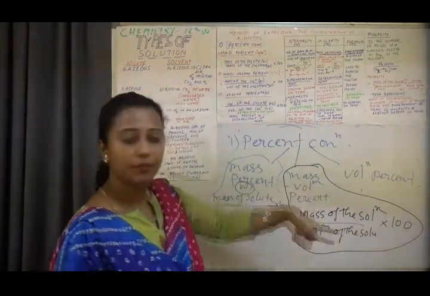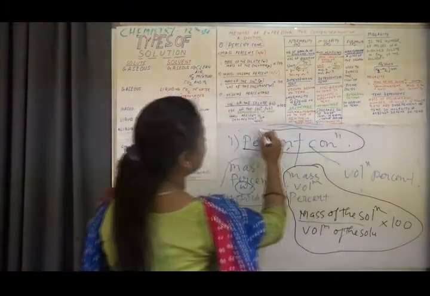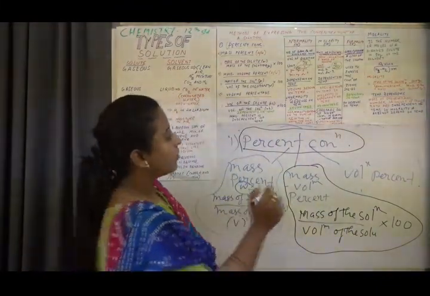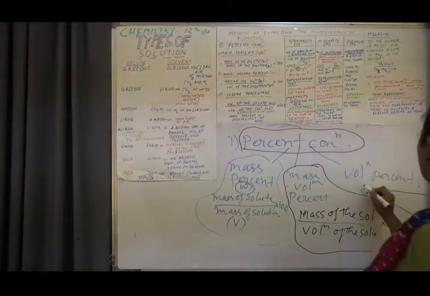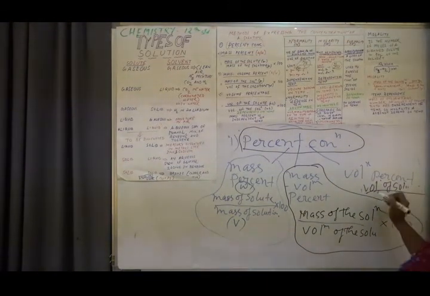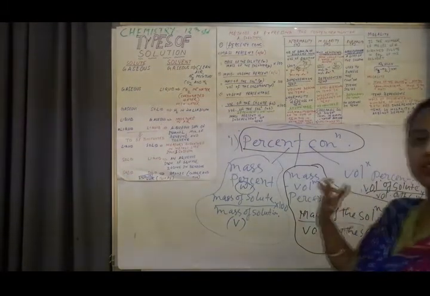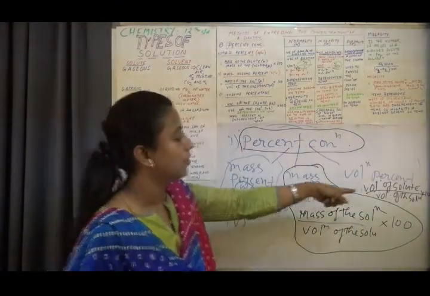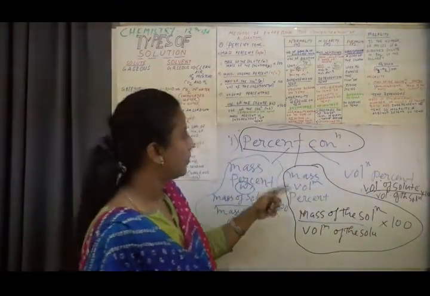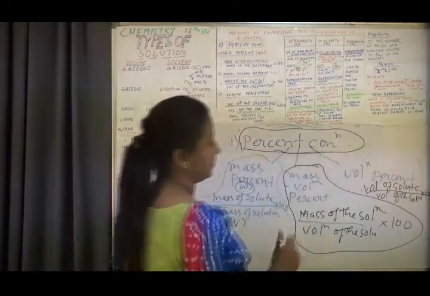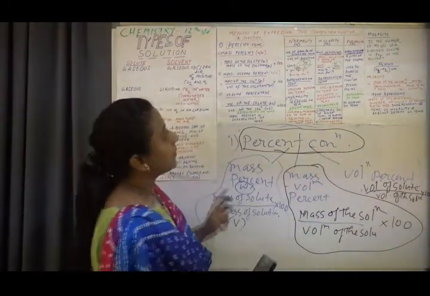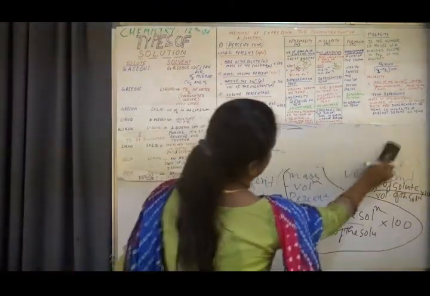So all these things are covered in percent concentration. The next one is volume percent. What happens in the volume percent? How can we calculate it? Volume of the solute divided by volume of the solution into 100. So here two volumes are taken: volume of the solute divided by the volume of the solution into 100. So these are the three parts which are covered under percent concentration. I hope all of you are writing. Then coming to the most important thing, which is normality.